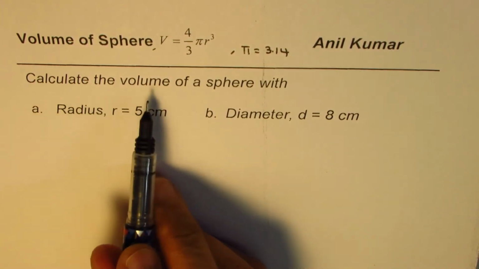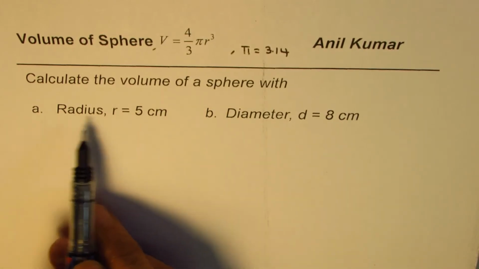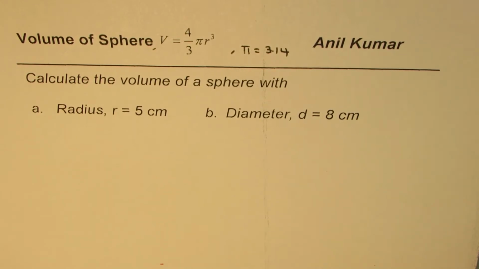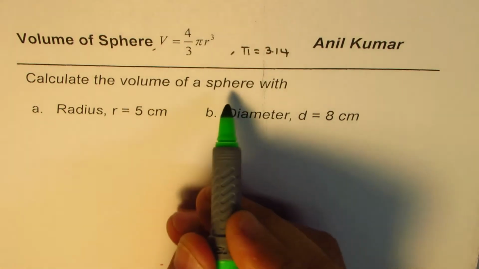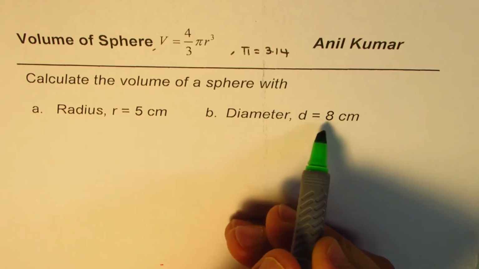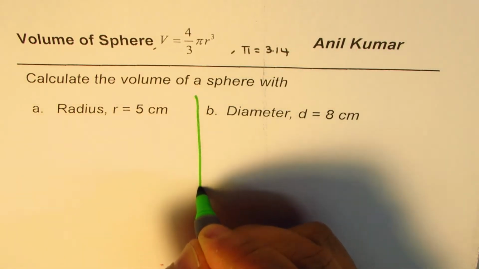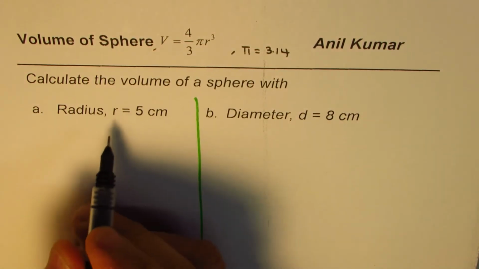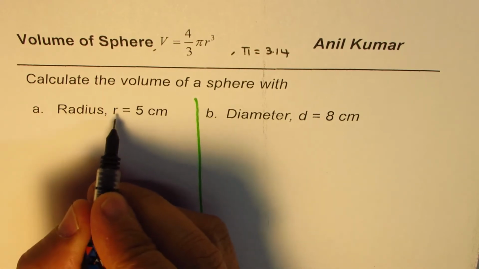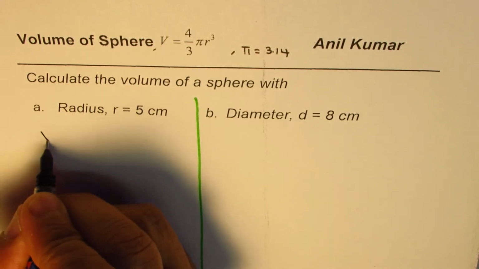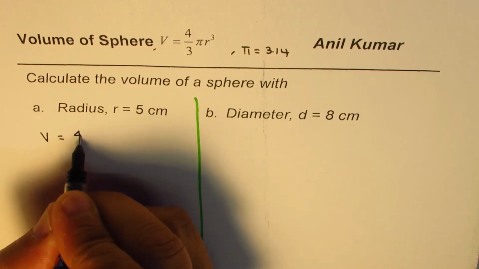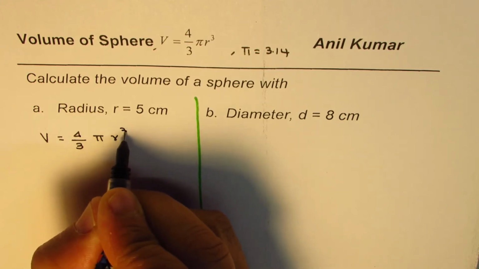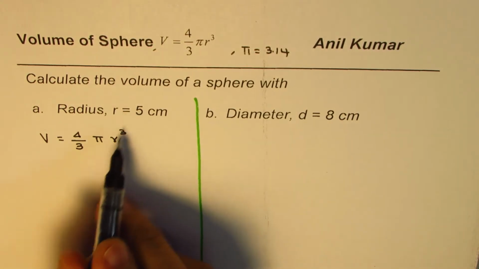We need to calculate the volume of a sphere with radius r equals 5 centimeters. This is one. And the second question is to calculate the volume of a sphere with diameter d equals 8 centimeters. So there are two different questions here. Okay, so the first one here, we need to calculate volume. We are given radius 5 centimeters. The formula is volume equals 4 divided by 3 pi r cube. Since we know what r is, we can substitute this value.